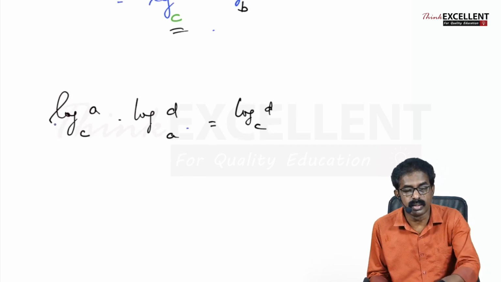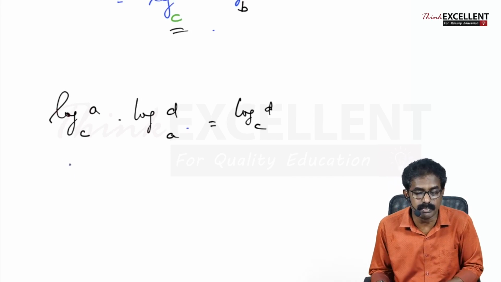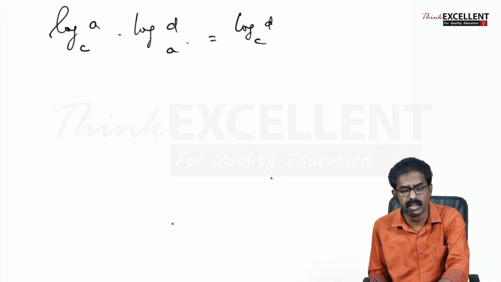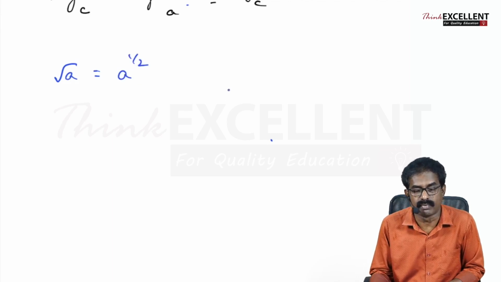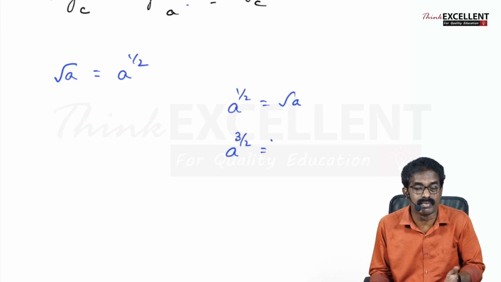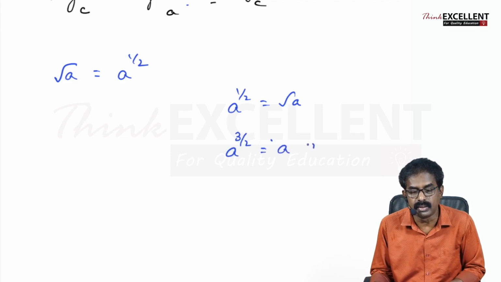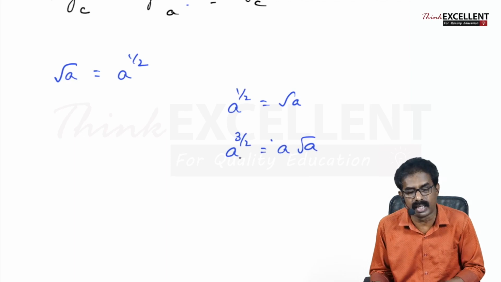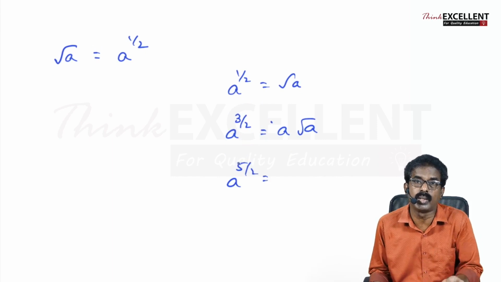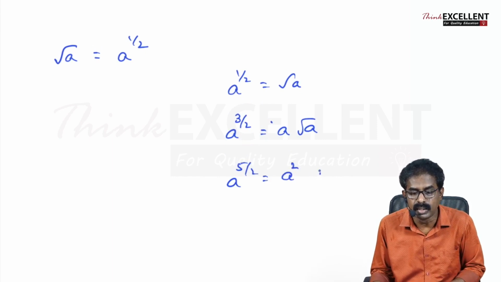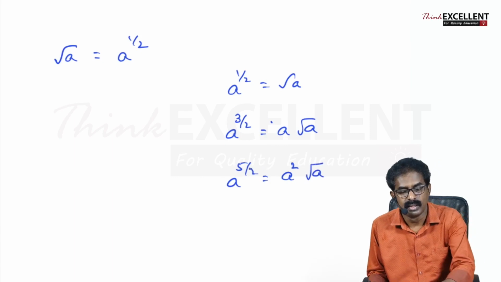So that's all. Then with this idea you can do the sums, and some exponents. In simplification you need some of these. What's the meaning of root a? A raised to half. Root a means a raised to half. A raised to 3 by 2: 3 by 2 means 1 and a half, right? So you can write it as a raised to 1 into a raised to half. A raised to half is the same as root a. Suppose a raised to 5 by 2. What is 5 by 2? 2 and a half. So a raised to 2 and a half, you can write it as a raised to 2 into a raised to half. So hope you understood that.